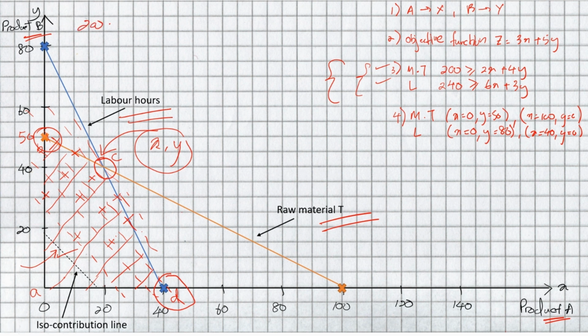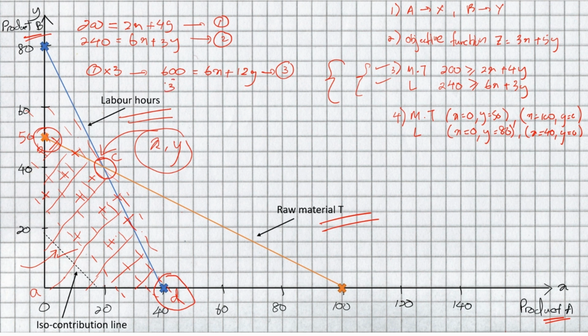200. Let's remove the greater than sign and keep the equal sign. 2x plus 4y equals 200, and 240 is equal to 6x plus 3y. This is the first equation. This is the second equation. If you know how to use the scientific calculator, you can get the answers directly. If not, you have to do this manually. What I'm going to do is multiply the first equation by 3. So this will be 600 is equal to 6x plus 12y. This is the third equation. I just multiplied the first equation by 3.